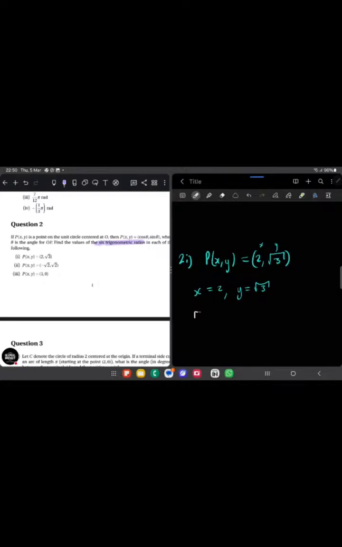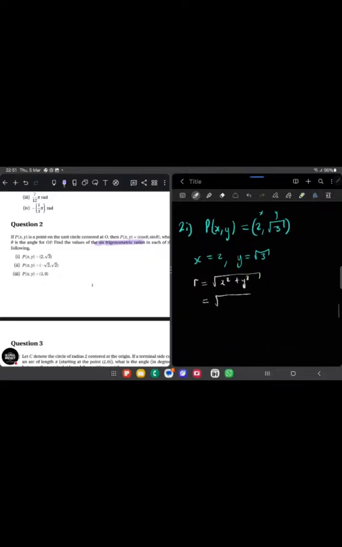So I should now say r is equal to the square root of x squared plus y squared, which is going to be equal to the square root of 2 squared plus root 3 all squared, which is going to be the square root of 2 squared is 4 plus root 3 all squared. The root 3 will go, so it will be 3, which is going to be root 7. Can you see that?